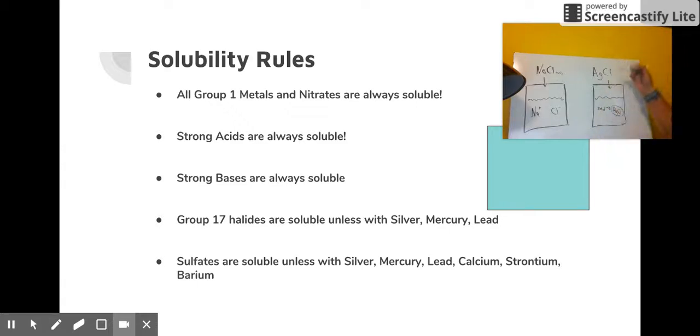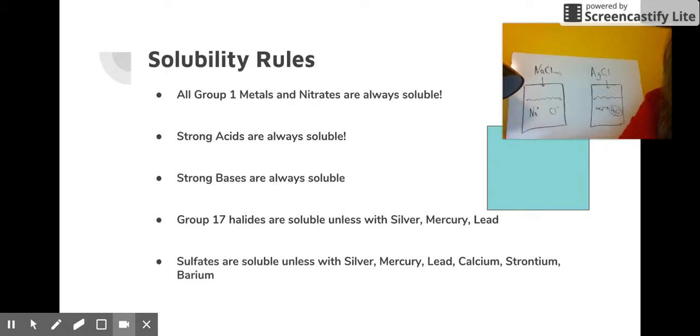If I have something that's not soluble, AgCl for example, then I will see this as a solid. So this compound here will stick together. It will not separate into its separate ions like this does. Instead, it stays together as one compound. And what I can visibly see here is a little solid floating around at the bottom, and it's separate from that water solution mixture.